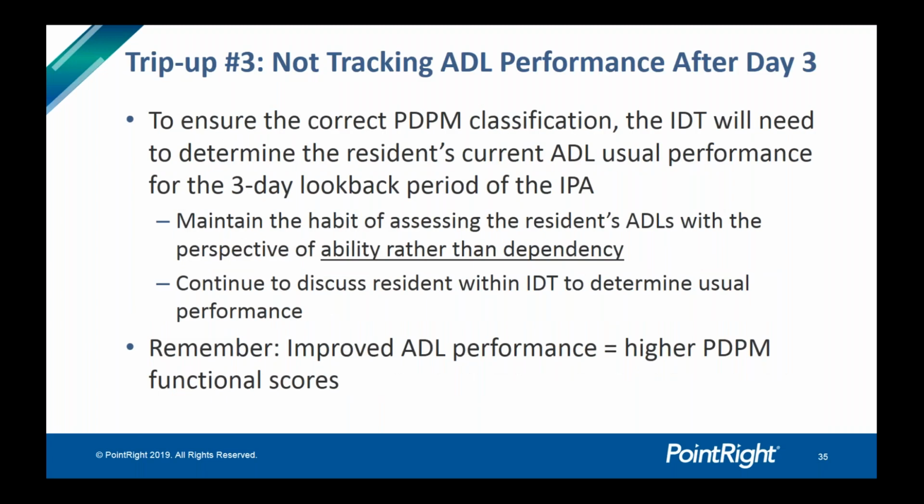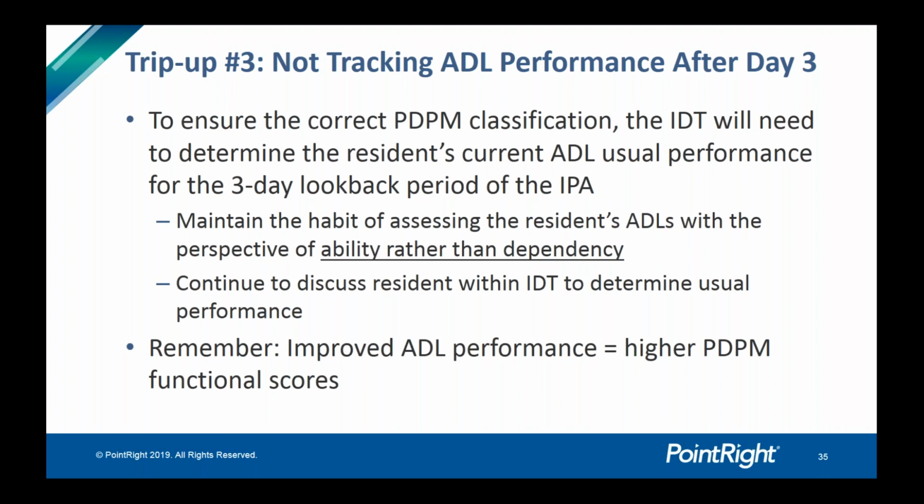So a third trip up that ties into the IPA assessment is not continuing to track that ADL performance after day 3. Because if you determine that you need to do an IPA assessment, an interim payment assessment, you're going to need to be able to code section GG for the 3-day lookback period of the IPA, the assessment reference date plus the 2 days before that. So I'm not saying you have to fill out section GG every single day that the resident is under Medicare Part A services in your facility, but just maintain the habit of keeping an eye on those residents' ADLs.